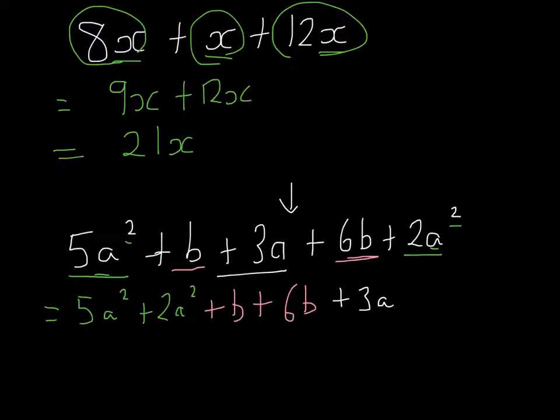Now we can go and combine the like terms to get the correct answer. 5a squared plus 2a squared will give us 7a squared. b plus 6b gives us 7b, and we're left with 3a on its own. So that is this term written simplified.